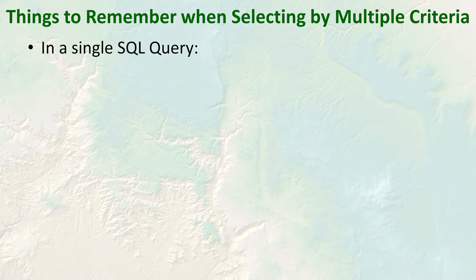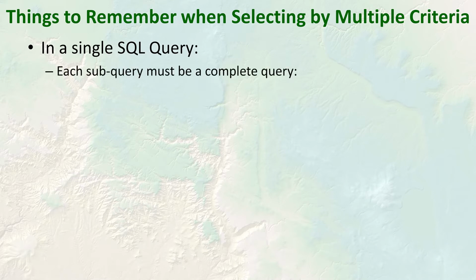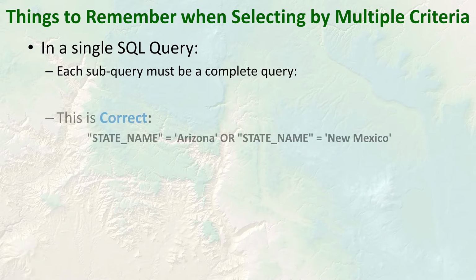Now, when you're making a SQL query, each subquery must be a complete query that works all by itself. So, for example, this is correct. You could say that state name equals Arizona, or state name equals New Mexico. So we have 2 criteria, and each of them are stated in a fully workable query. First, state name equals Arizona, and the second fully workable query is state name equals New Mexico.